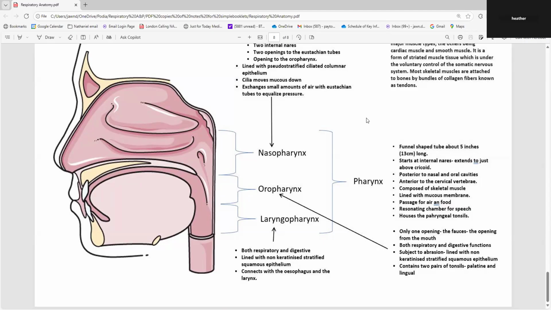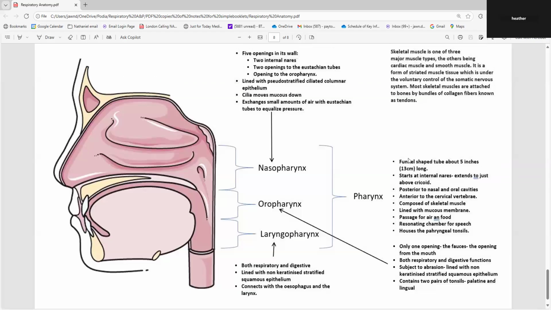Moving down into the oropharynx. This is a passage for food and air, and as a consequence it's lined with a non-keratinized stratified squamous epithelium. Don't have to worry about that. Just know that it's tougher than the lining above it, which allows food as well as air to pass down it. This is the area where you get the tonsils, the palatine and the lingual tonsils. Then we move down into the laryngopharynx, which is again lined with the tougher epithelium, and this is what connects with the esophagus and the larynx.